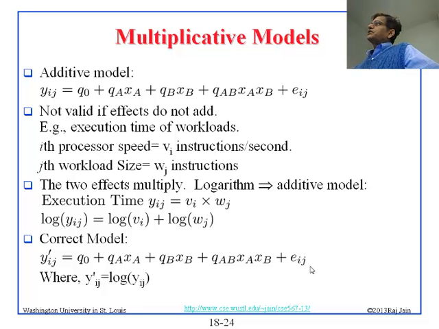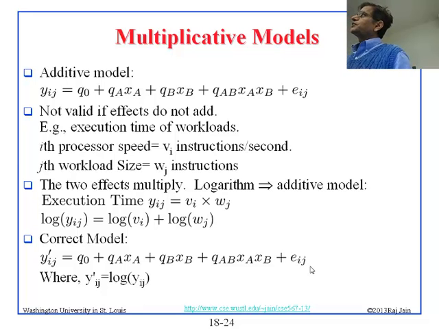For example, execution time of the workload. Remember in the exam you had this workload thing with things multiplied? Well, there are lots of such things in computer science which multiply. So the processor speed times the workload size, they multiply. But if you take a log, then they add.